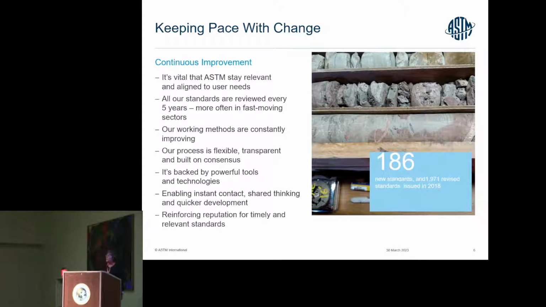It is vital that ASTM stay relevant to users' needs. All standards are reviewed every 5 years. They can be reviewed sooner, but they must be reviewed every 5 years according to the regulations. ASTM's standard process is flexible, transparent, and built on consensus. In addition, ASTM is constantly trying to improve their own standards development tools, member databases, and member connectivity methods.